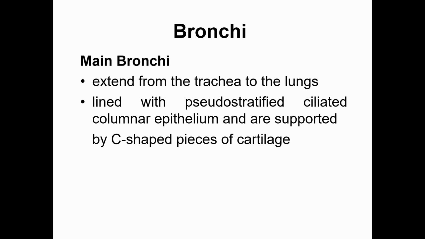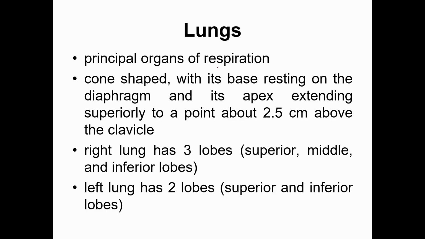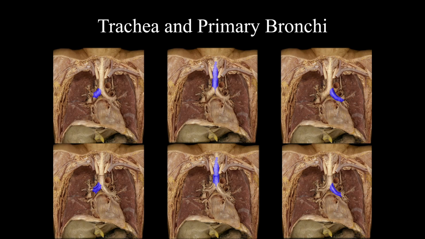Next, you have your bronchi. So your main bronchi extend from the trachea to the lungs. They are lined with pseudostratified ciliated columnar epithelium and are supported by C-shaped pieces of cartilage, similar to your trachea. Here you go, so these are the main bronchi. Okay, so this is your trachea, and afterwards, it will separate into your left and right bronchi.